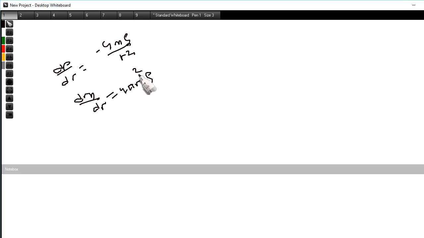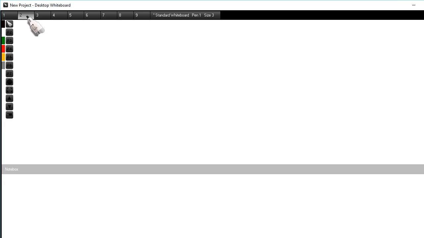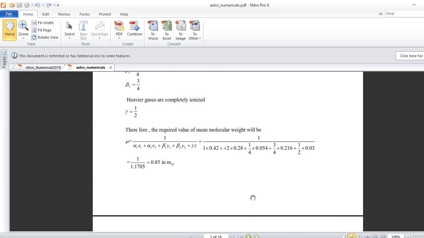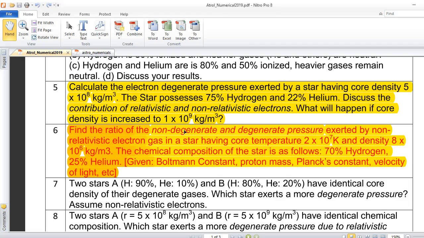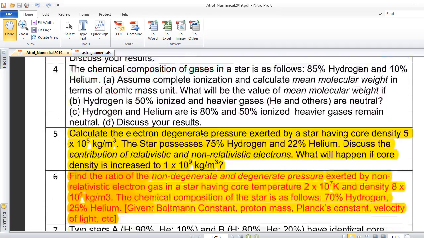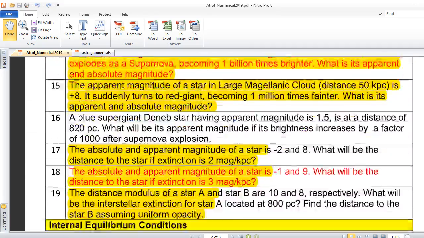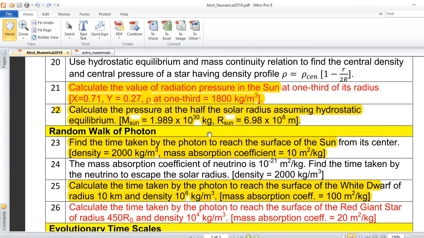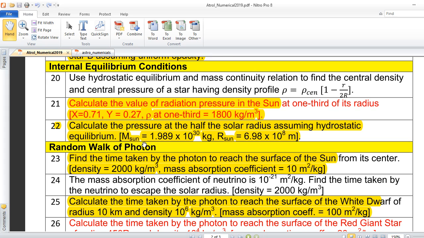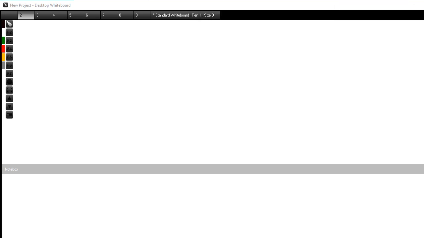Okay, now let me go back to the question. So it is the internal equilibrium condition, calculate the pressure. Okay, so let's see your question. Use hydrostatic equilibrium and a mass continuity relation to find the central density and the central pressure. So I need to find the central density and the central pressure of a star, whose density is given by this. So what is the density I am given?